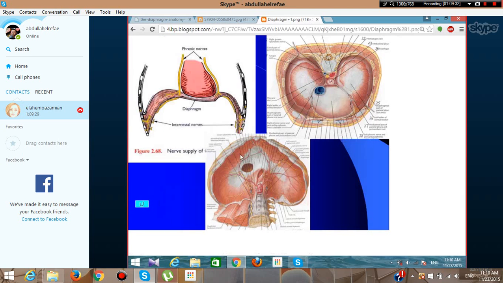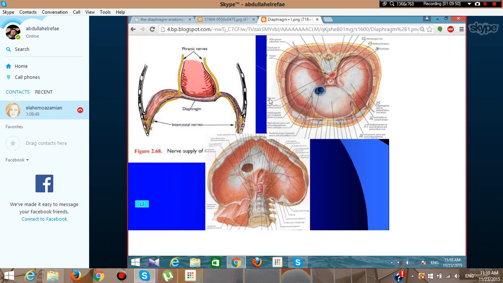So here, do you see the muscular part in the upper part? It forms two domes. They call them the right and left dome. The lungs are resting on the domes, and the heart is resting on the central tendon.